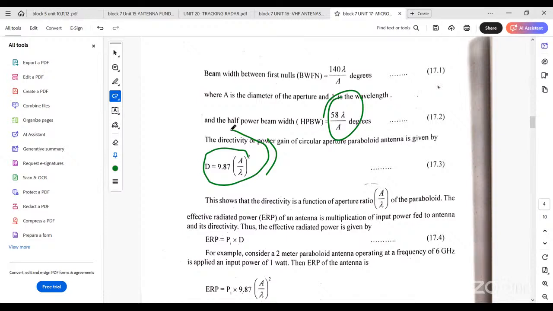Traveling wave tube, parabolic reflector. What is parabolic reflector? 10th question. Describe. One of these three will be repeated. What is parabolic reflector? Explain about the parabolic reflector bandwidth, power beam width and directivity. Operation of the parabolic reflector. 10th question. Antennas.